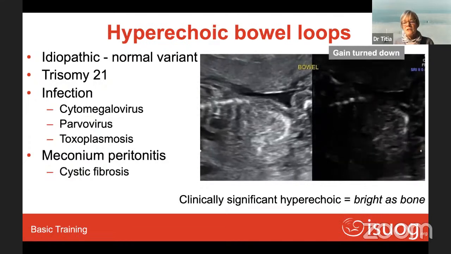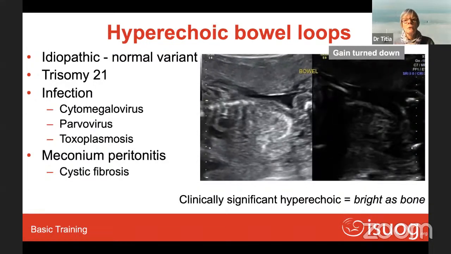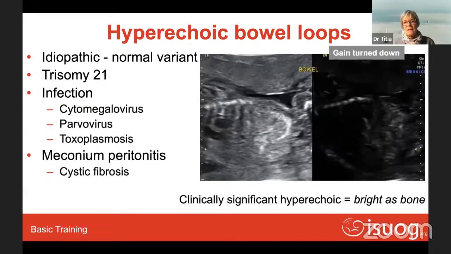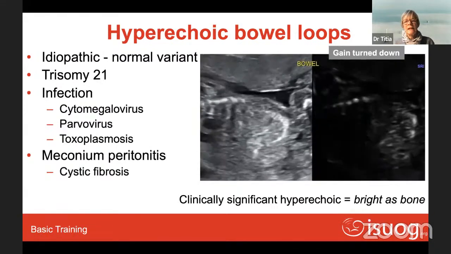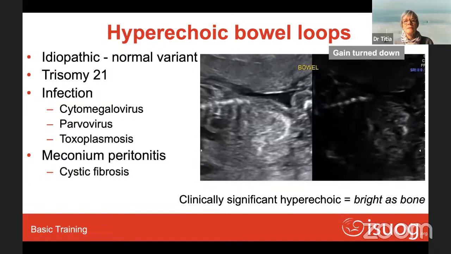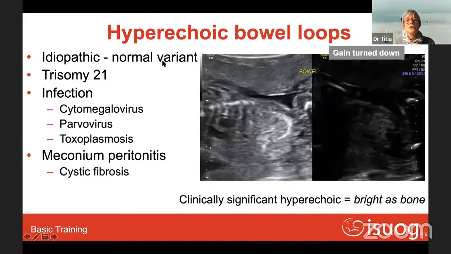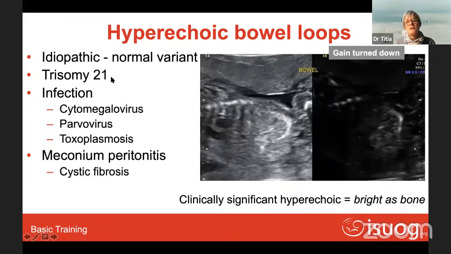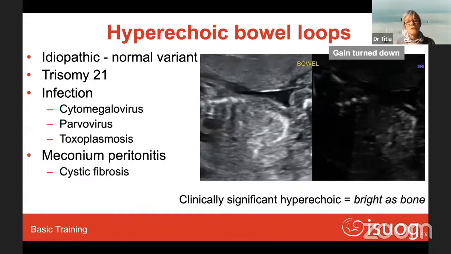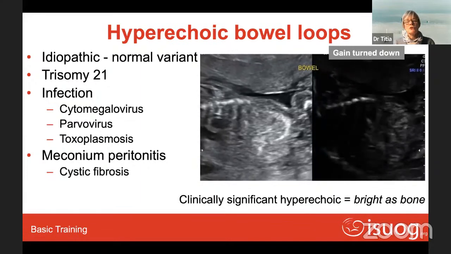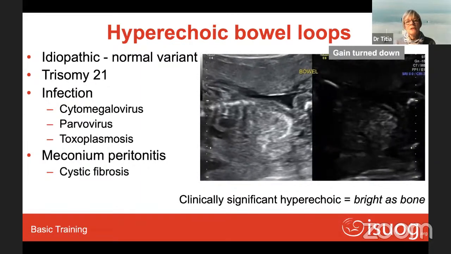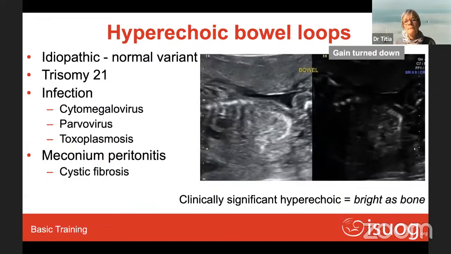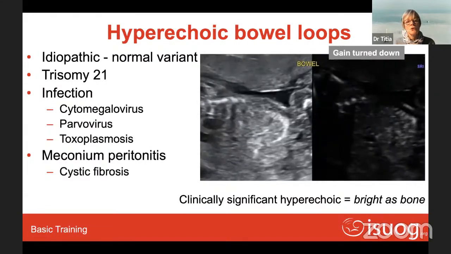And that's a nasty diagnosis, which you can only make before 24 weeks of gestation. Particularly, it's a marker on ultrasound. It may be idiopathic and a normal variant, but it also carries a higher risk of trisomy 21. You have a 1 to 2% risk of having a baby with trisomy 21. There may be an infection, like a CMV infection, a parvo infection, toxoplasmosis.